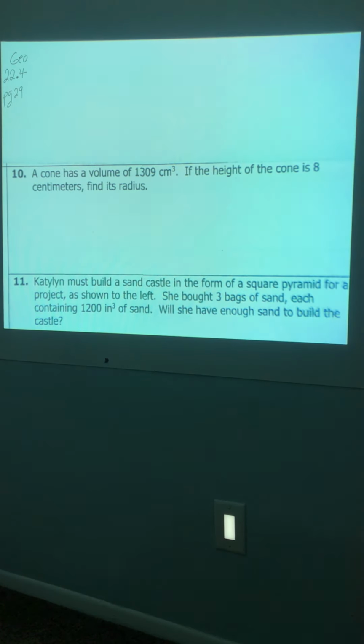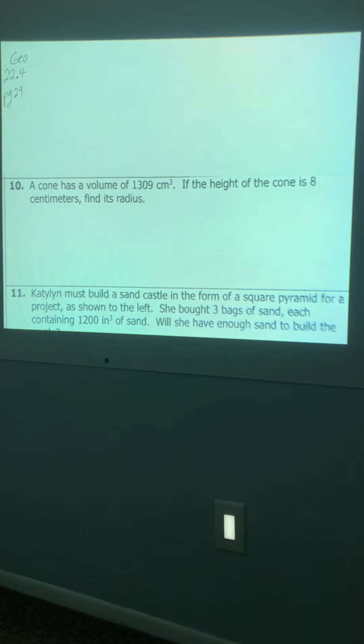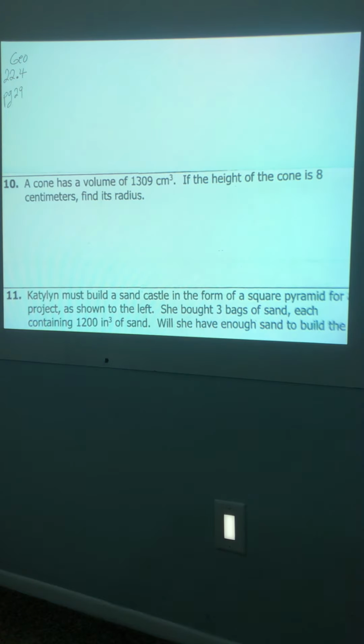Okay, so we're going to focus on number 10. Alright, number 10 says a cone has a volume of 1309 centimeters cubed. If the height of the cone is 8 centimeters, find its radius. Okay, don't tune me out.